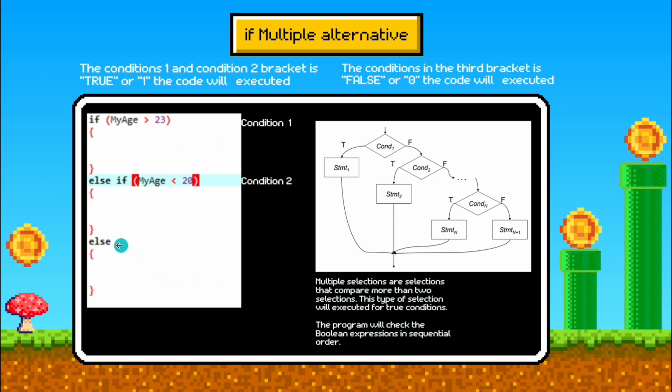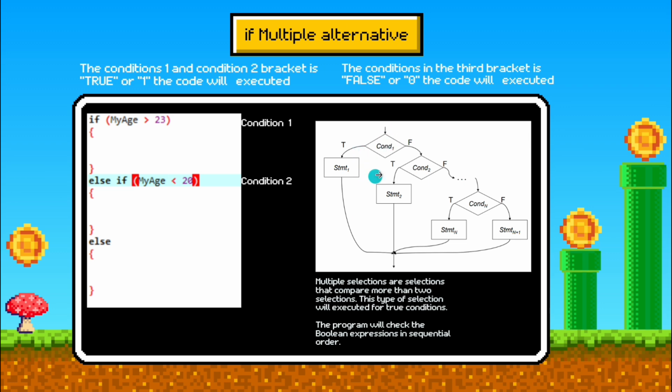Okay, and another condition, else, the condition in the third bracket is false or 0, the code will execute. So this is the third bracket. If you put another number, not bigger than 23 or smaller than 20, so you put 20, 21, 22, or 23, the condition in the third bracket is false or 0. The code will execute. Okay, let's see the flowchart.